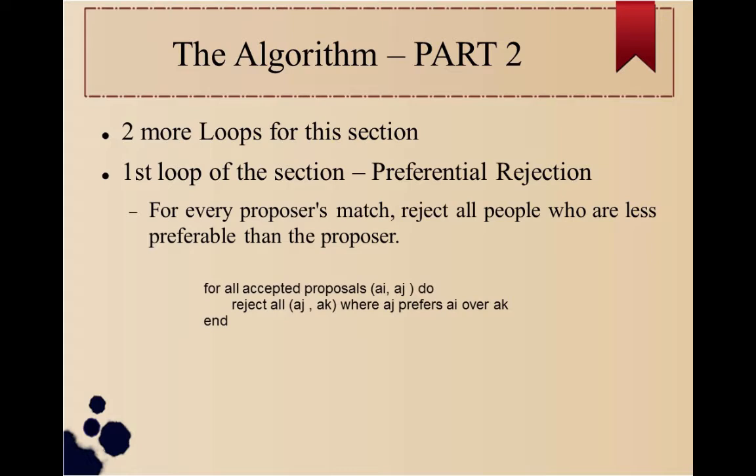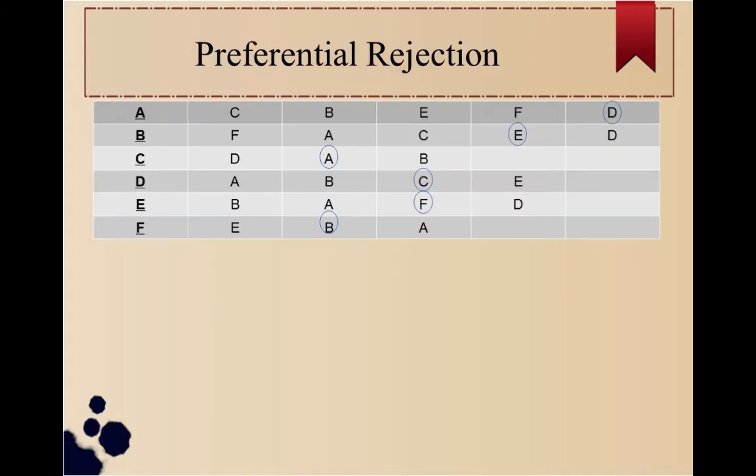The second part contains two loops, of which the first loop is called preferable rejection. For each proposer's match, the match will reject any people who are less preferable than the person they propose to them. We're going to start with the first match, which is D to A. Now, because A doesn't prefer anyone less than D, we're not going to make any changes to the table here.